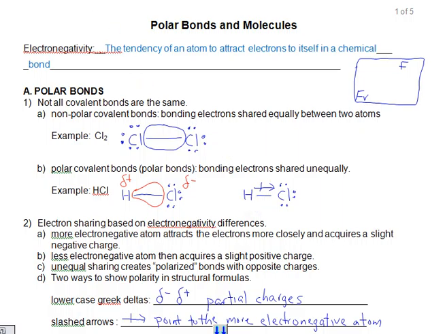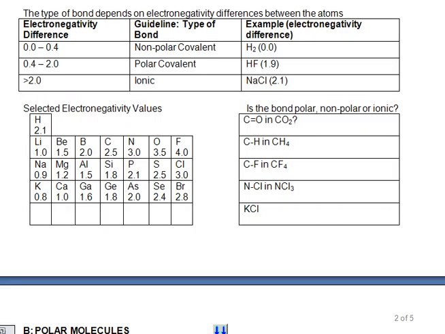Move down a little bit, and we'll talk some more about whether we classify a bond as nonpolar or polar. It depends on the electronegativity difference between the atoms. So here's a table that shows the electronegativity of the atoms. And we're skipping all the transition metals. So here's groups 1, 2, 13, 14, 15, 16, 17. We're not including the noble gases because they don't have any electronegativity to speak of. Notice fluorine has the highest electronegativity, followed by oxygen, and then you've got nitrogen after that.